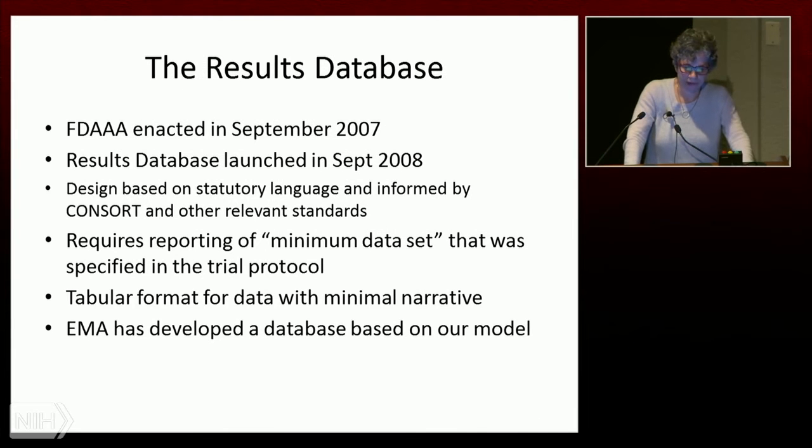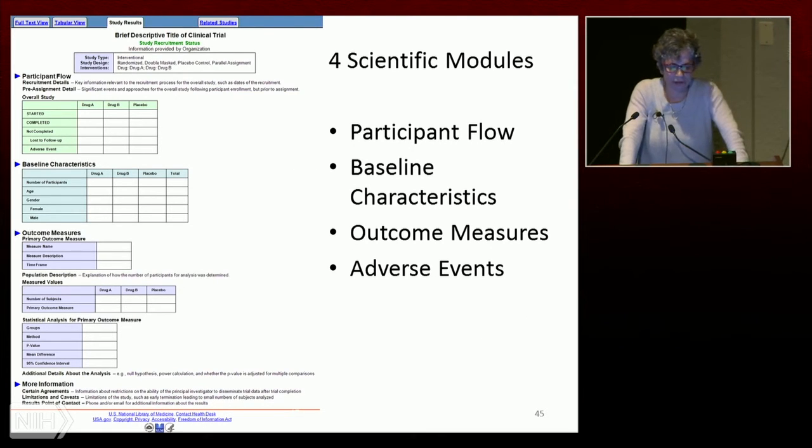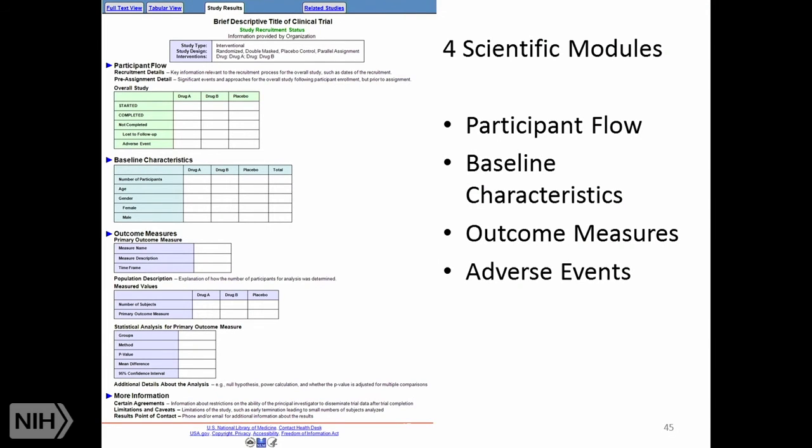Results reporting to ClinicalTrials.gov. The results database, part of ClinicalTrials.gov, was launched in September 2008. The design was based on the law and informed by CONSORT and other relevant standards. It requires the reporting of a minimum data set that was specified in the trial protocol. It's a tabular format with minimal narrative, and EMA, the European Medicines Agency, has developed a database based on our model. You can see on the left little snippets of the types of tables that you would find in the results database. It basically consists of 4 scientific modules: participant flow, baseline characteristics, outcome measures, and adverse events.